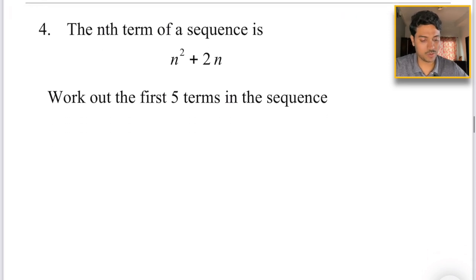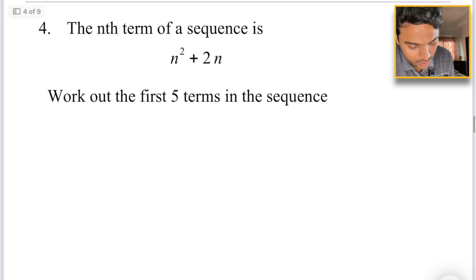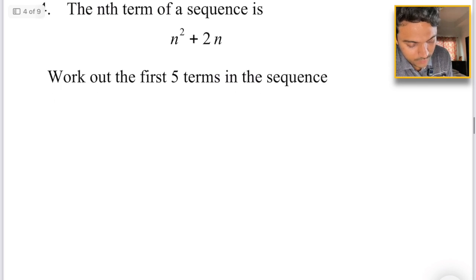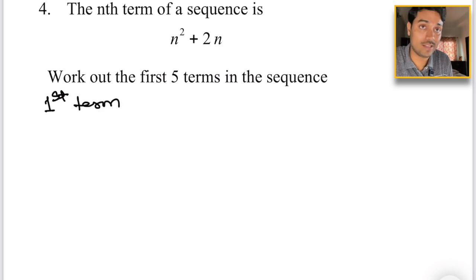It says the nth term of a sequence is n square plus 2n, and work out the first 5 terms in the sequence. First 5 terms in the sequence, that means we have to find the first term, second term, third term, fourth term, and the 5th term. So let's check. If I have to find the first term, I'll substitute 1 in place of n.